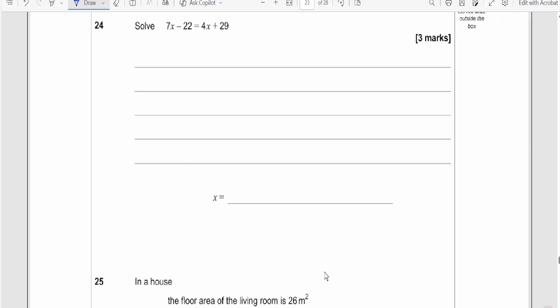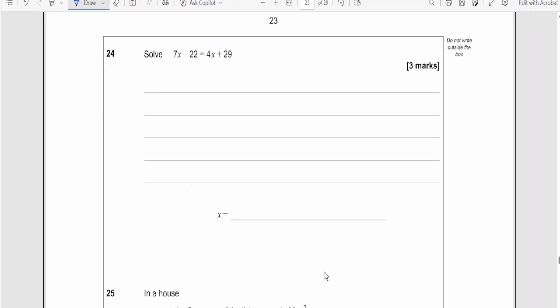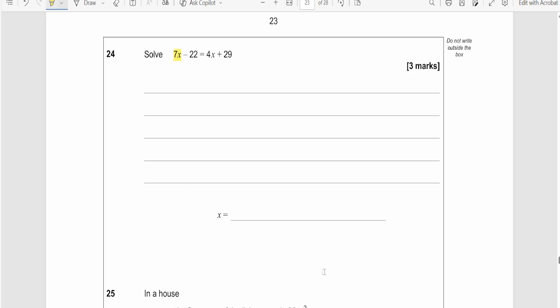Next. This is an algebraic equation that you have to solve. So first of all, can you tell me what are like terms here? Like terms. I can't remember. Like terms means terms that have the same variable. Like 7x and 4x, they both have x, right? So these are like terms.